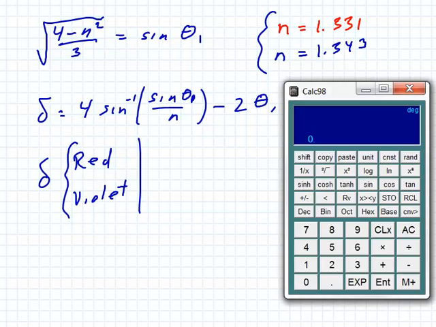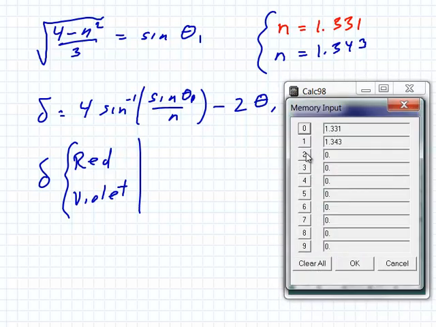Starting with n for the red, let's recall the value of n, which is 1.331 here. I'm going to square it, change the sign, and add 4. That's inside the numerator. Divide by 3 and take the square root. We get 0.86. That's the sine of theta 1. If I take the inverse sine I get 59.5267. I'm going to store that in register 2.